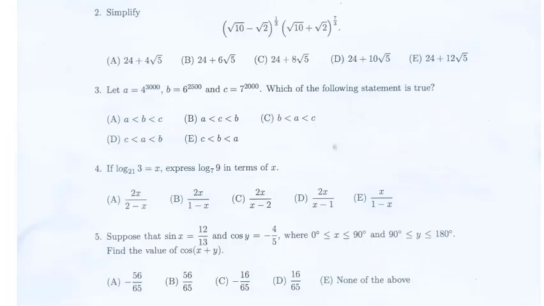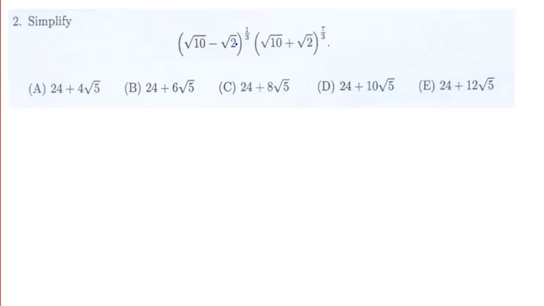SMO 2019 Senior Section First Round, Problem number 2. Simplify this term. Okay, 7 over 3 is also 1 over 3 plus 6 over 3. You multiply this to the power of 1 over 3 to this, and it will be multiplying these two terms. It will be 10 minus 2.